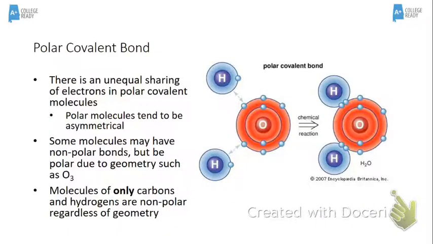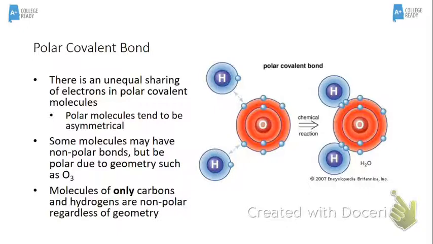Now with our polar covalent bond, this is when we have an unequal sharing of electrons. So the atom that is most polar, or the one that is most electronegative, will be the one that holds on to the electrons longer than the one that is the least electronegative.